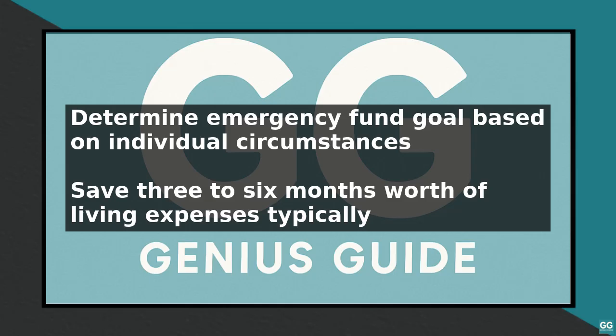First, determine your emergency fund goal. A good rule of thumb is to save 3 to 6 months' worth of living expenses in your emergency fund. This amount will vary depending on your individual circumstances such as job security, income, and dependents.